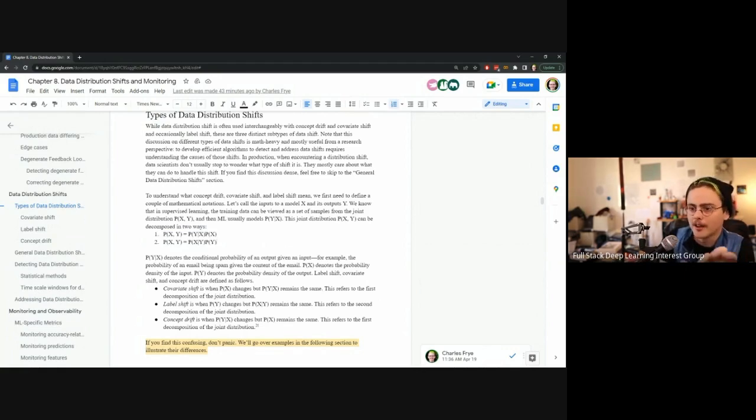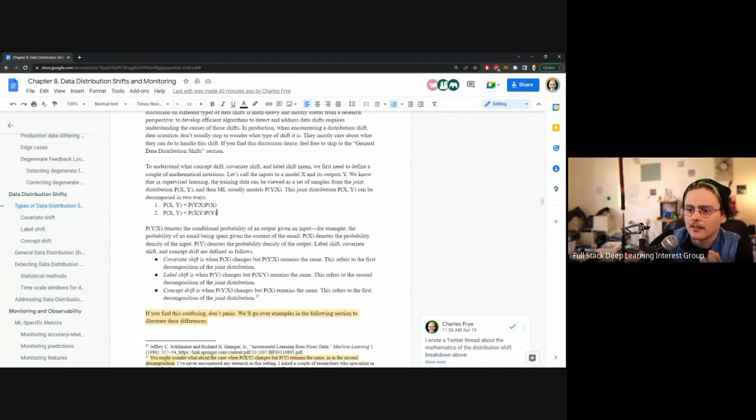P of y given x times P of x is P of x given y times P of y. All you have to do to get the usual way people write Bayes' rule is pull P of x to the other side and say P of y given x is P of x given y times P of y over P of x. So this is just a basic fact about distributions that tells us what the pieces are and how we can combine them together.